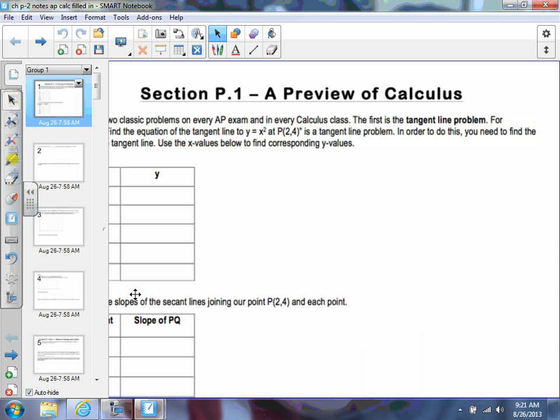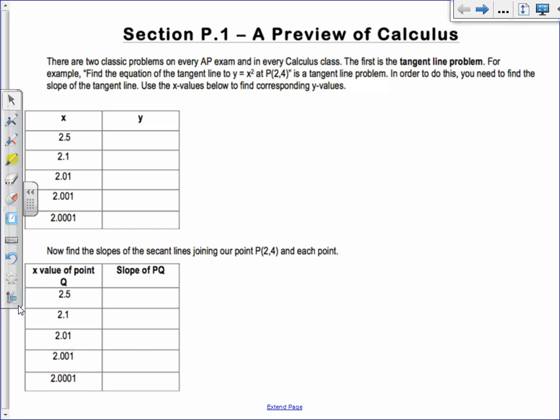So it starts out with chapter P. Chapter P is kind of just a preview of what we're going to do in calculus. There are two classic problems on every AP exam and every calculus class in general. The two types of questions are about slope, so about a tangent line touching the curve, and the second one is about finding the area under a curve.